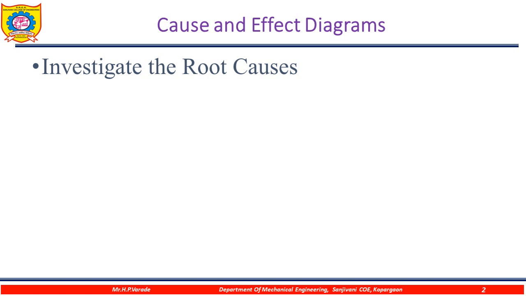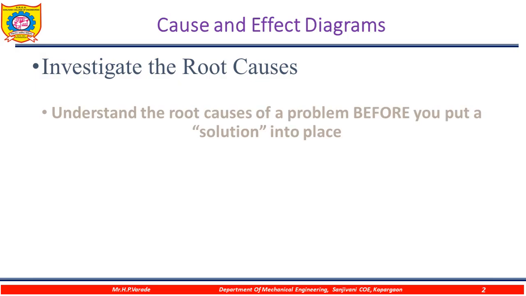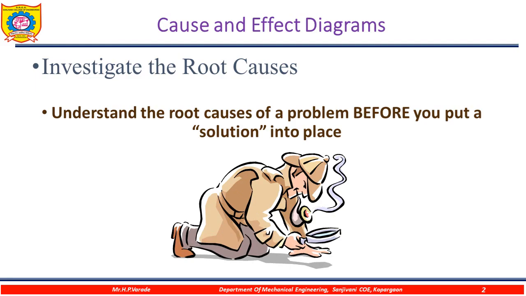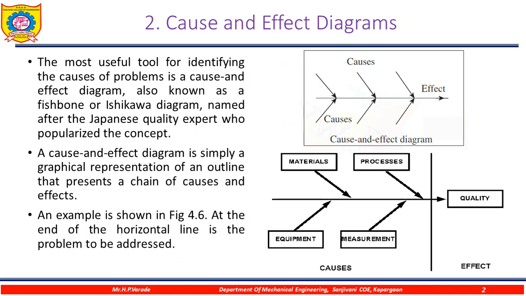The basic aim of a cause and effect diagram is to investigate the root causes of the problems which occur in production or services. So understand the root causes of a problem before you put a solution in place. This is the use of a cause and effect diagram. The most useful tool for identifying the causes of problems is a cause and effect diagram. This tool was developed by Dr. Ishikawa in Japan, and hence it is also known as the Ishikawa diagram or fishbone diagram.